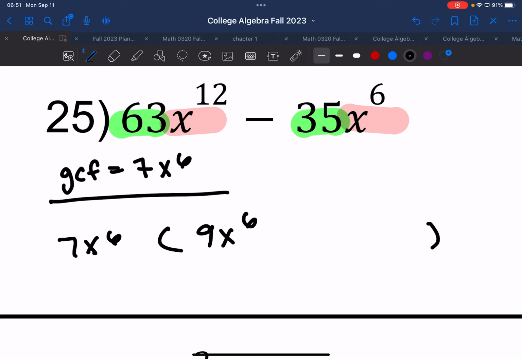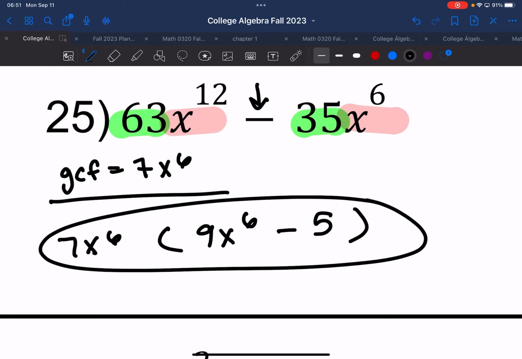What about 35x to the 6 divided by 7x to the 6? Good, -5, because I'm bringing down that negative that was right here. Okay, and that's our answer. Again, just bringing that parenthesis closer. There we go.